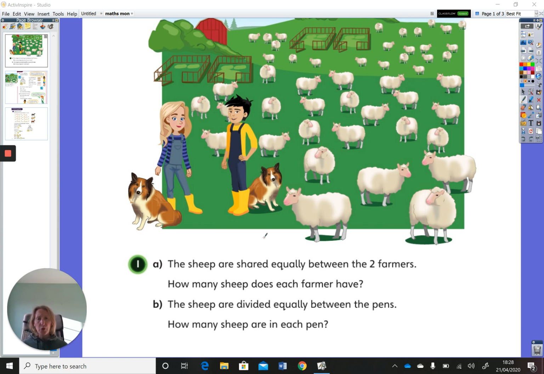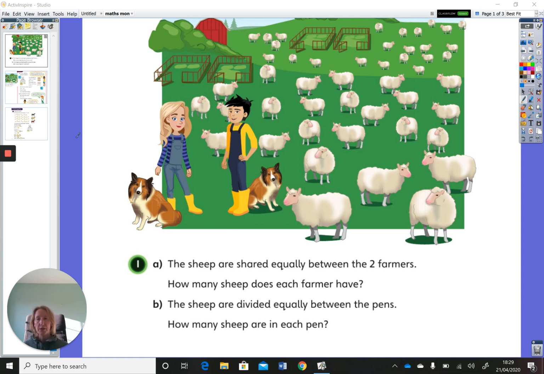So on the screen, what you can see is two farmers with their dogs and lots of sheep. And the question this morning is, the sheep are shared equally between the two farmers. How many sheep does each farmer have? And then question B, the sheep are divided equally between the pens. How many sheep are in each pen? A pen is the enclosure that farmers use to put their animals in. And you can see at the back here that there are 4 pens.